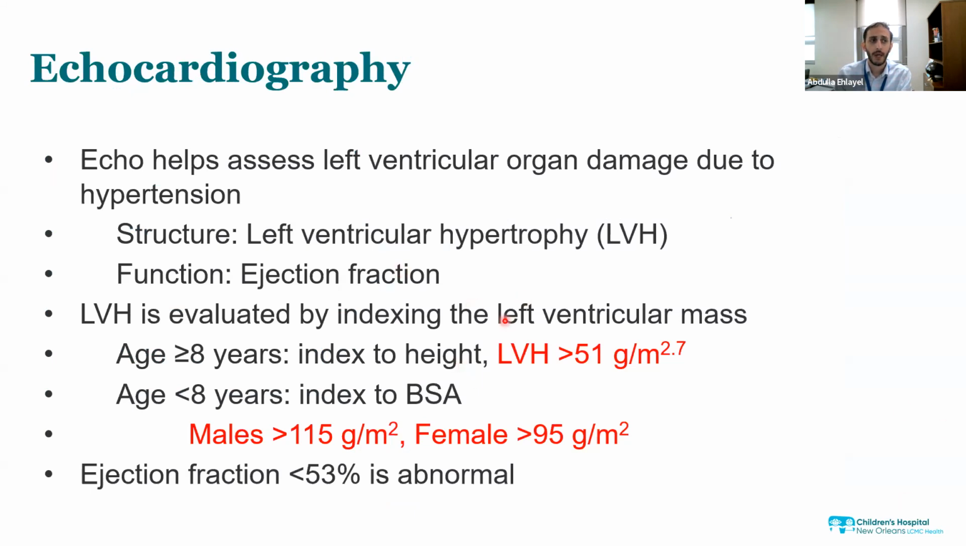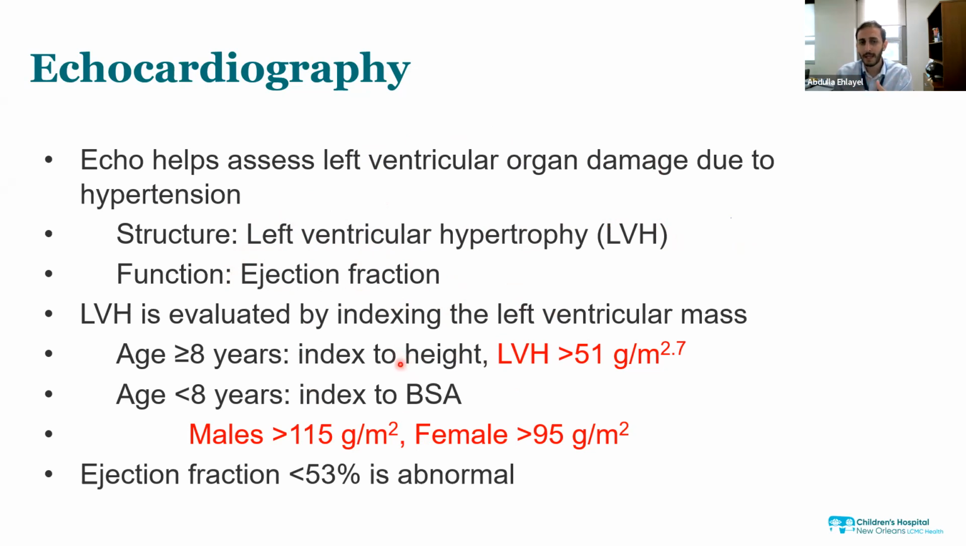So what about echo? The echo is helpful to assess for left ventricular damage. We usually do evaluation to look for a secondary cause of hypertension, or we look for end organ damage. The echo helps us with end organ damage, and you want to look for structural or functional abnormalities. So we evaluate for left ventricular hypertrophy, and we can look at the ejection fraction for function. I listed the cutoffs here.